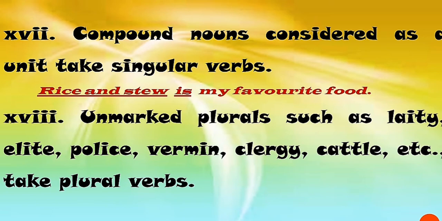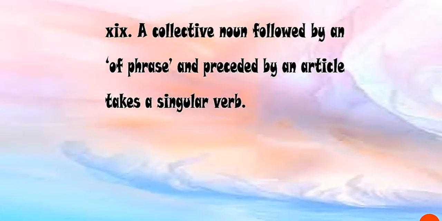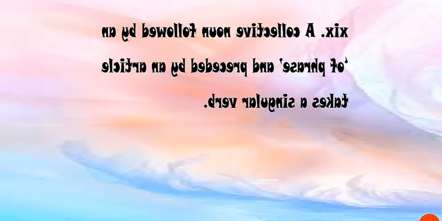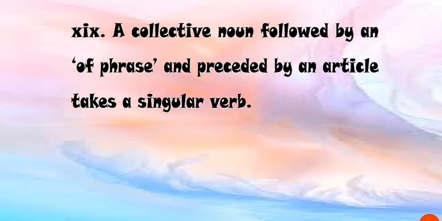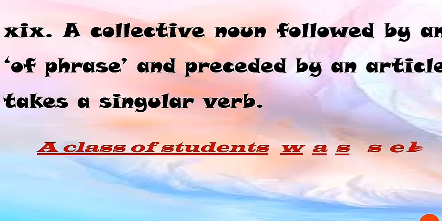Unmarked plurals such as laity, elite, police, vermin, clergy, and others take plural verbs. Example: the police have been informed. A collective noun followed by an of phrase and preceded by an article takes a singular verb.